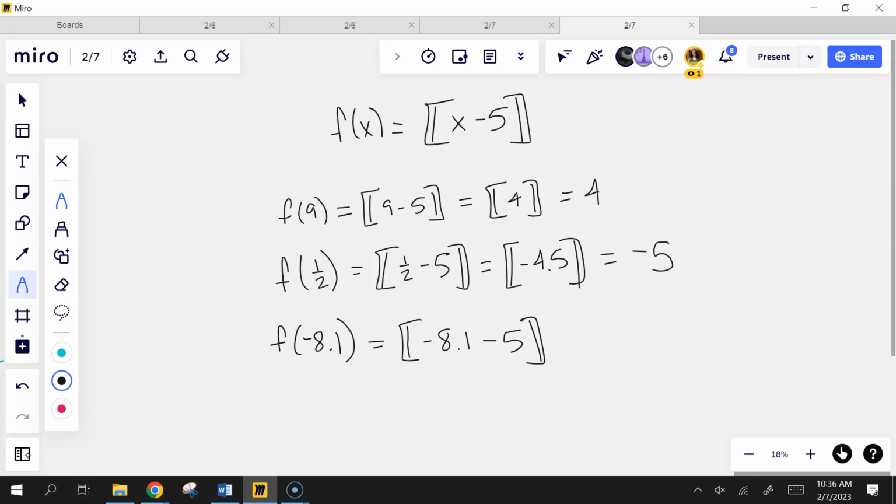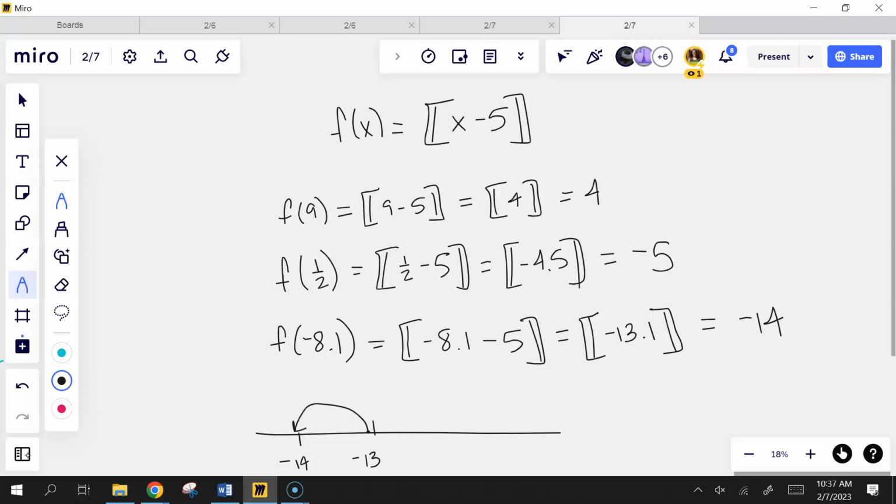Okay, Mr. Blurter, you can tell me what you got. Ooh, are you sure? I disagree. I say this is negative 13.1. So it rounds down. It's not rounding the other way. It doesn't matter how far past it. Here's negative 13. Here's negative 14. Anything past it goes down to the next number.